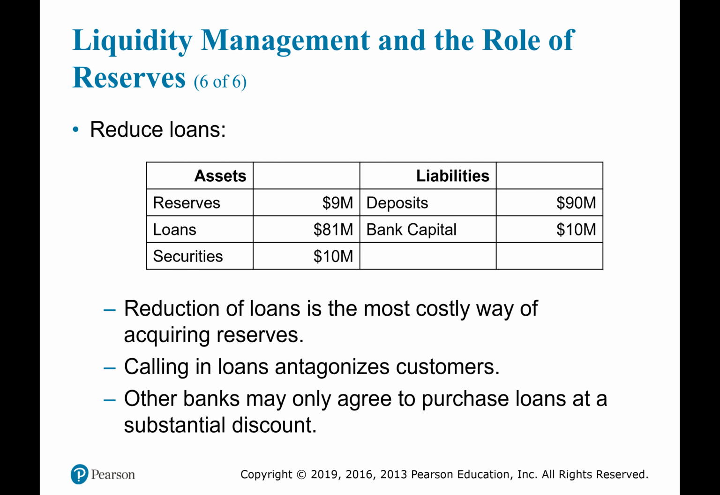This is the least favored as far as the banks are concerned, and that is to reduce their loans. That means calling in some of their loans. In this case, they need to call in 9 million of their loans. That takes their loans down to 81 million, and that gives them the 9 million reserves that they need. It antagonizes customers, and banks may only agree to purchase those loans at a substantial discount. So that's a problem as well.